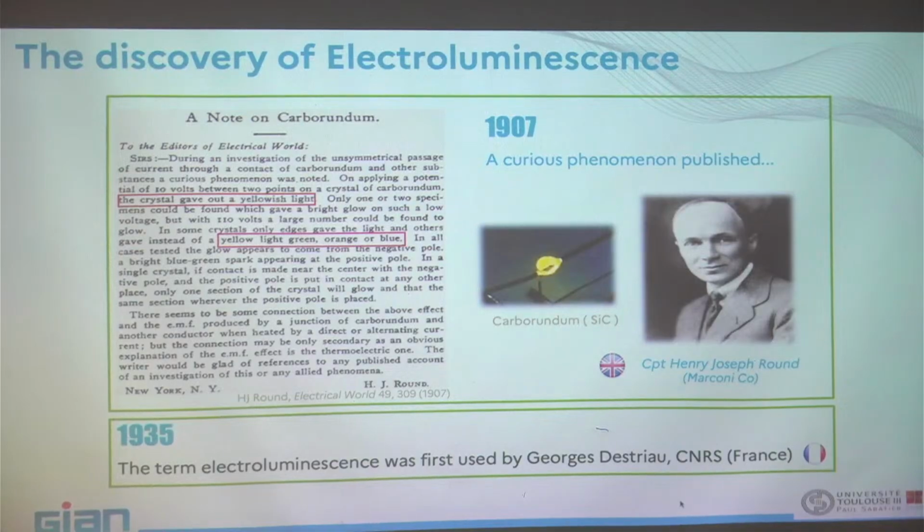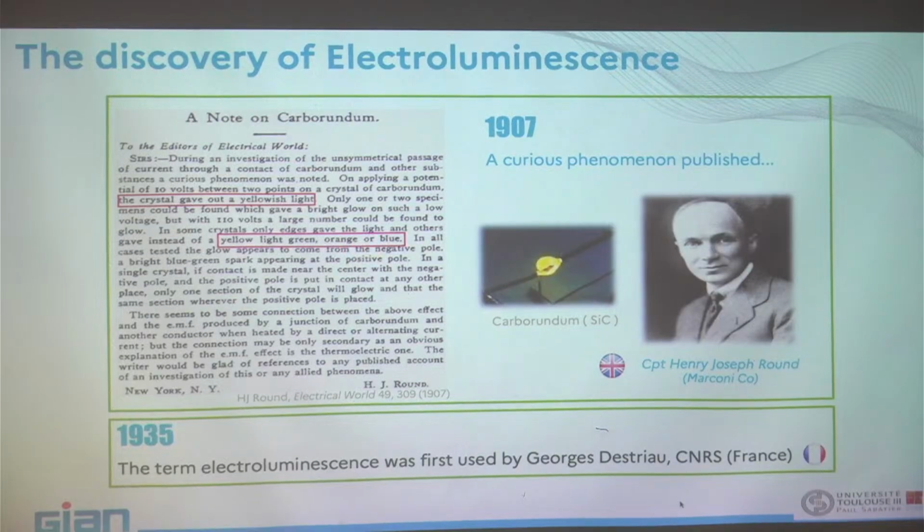As it seems, this guy was playing with different things, and I don't know how he arrived at that. He polarized a crystal of carborundum. Carborundum at that moment was the name of silicon carbide. We are speaking of silicon carbide at the beginning of the 20th century, and as you can see, he published that paper in 1907. He said the crystal gave out a yellowish light, but in some situations also light green, orange, or even blue.